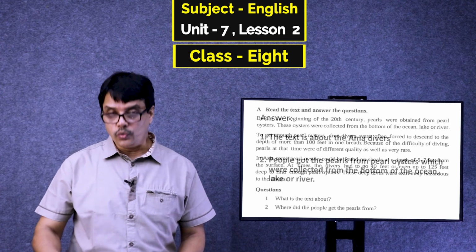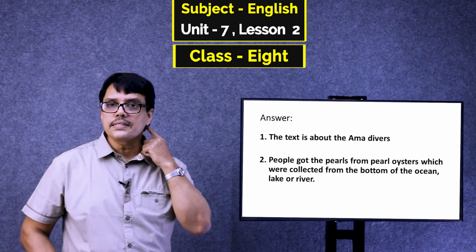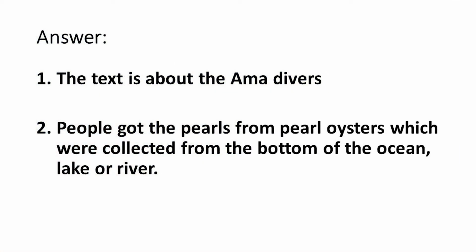Now, finally, we will go to the answer. What will be the answer of these two questions? First question, the text is about the Amar divers. I think you have written this. Thank you, my dear students. Now, answer number 2. People got. Why "got"? The question pattern was in the past tense, so we have used here "got," past tense of "get." People got the pearls from pearl oysters, which were collected from the bottom of the ocean, lake, and river.